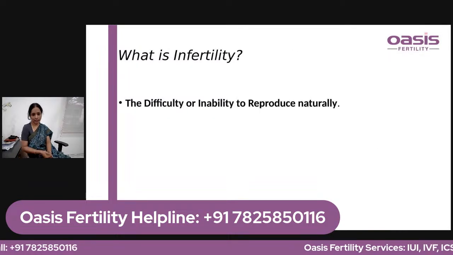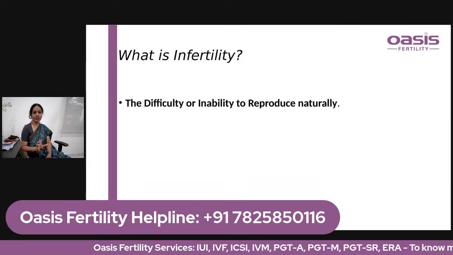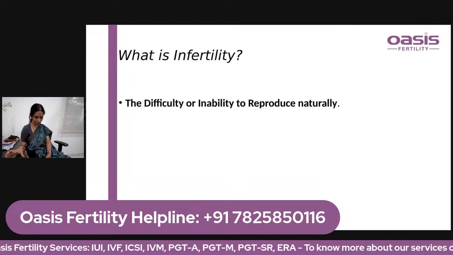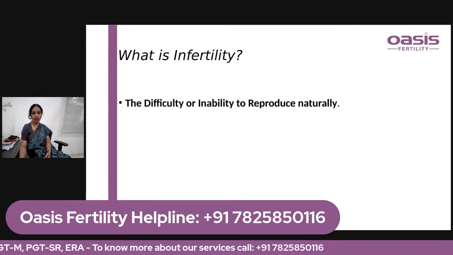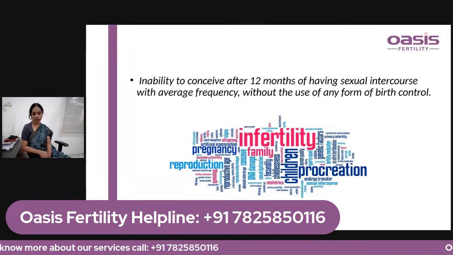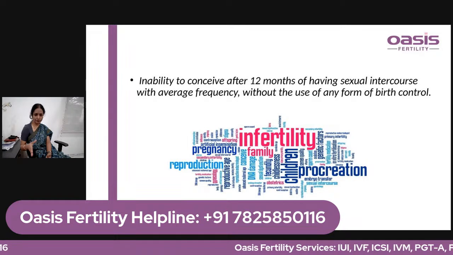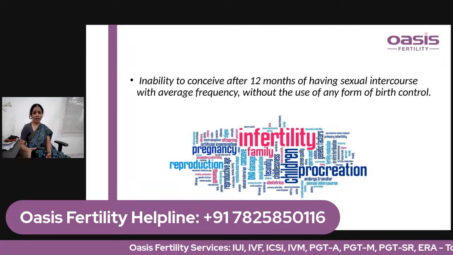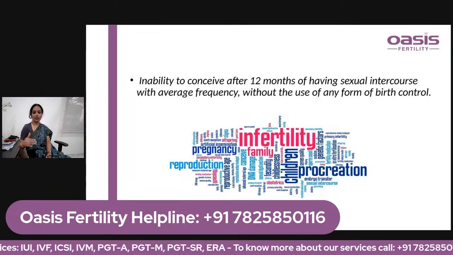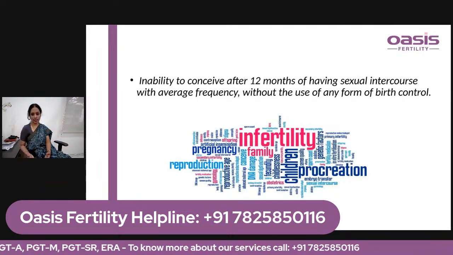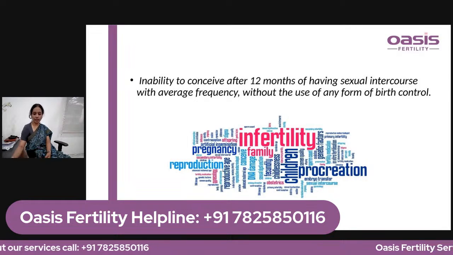So if that is about fertility, what is infertility? Infertility has a definition, and there is a requirement for us to diagnose it. The dictionary definition goes like this: the difficulty or inability to reproduce naturally. But for us to make a diagnosis of infertility, what we are looking for is whether the couple has been trying for 12 months, having unprotected sexual intercourse. Even after 12 months of trying without any contraceptive measures, if the couple is unable to conceive, then we diagnose infertility.